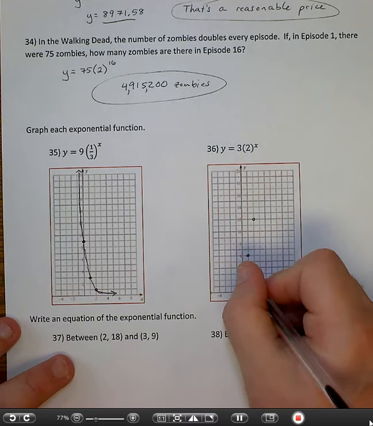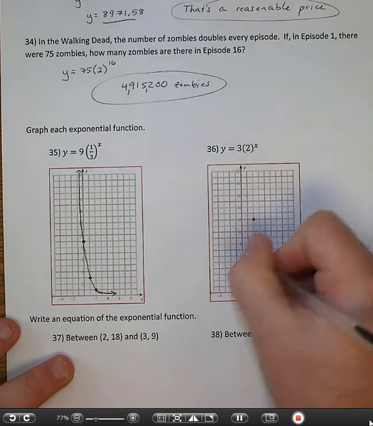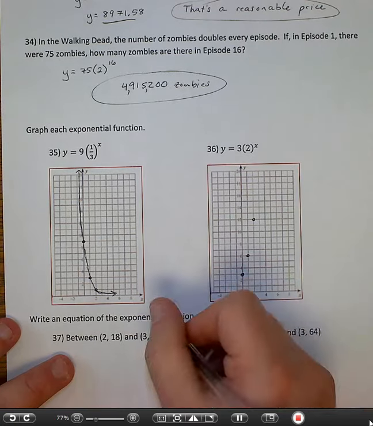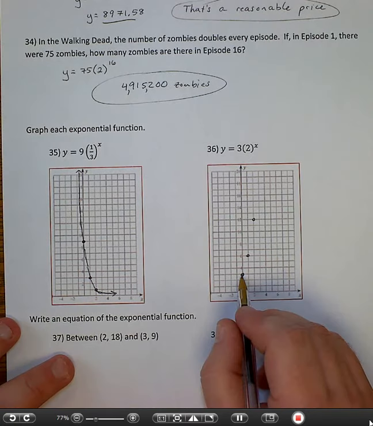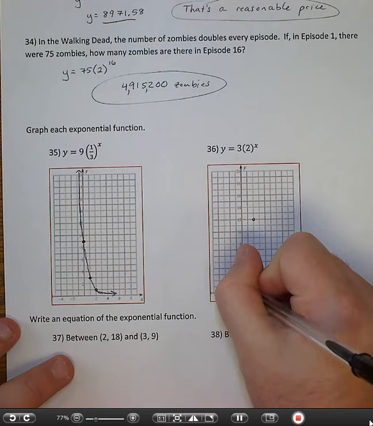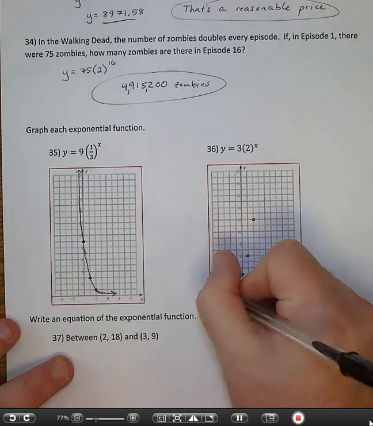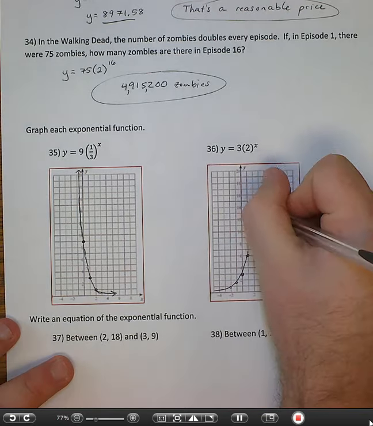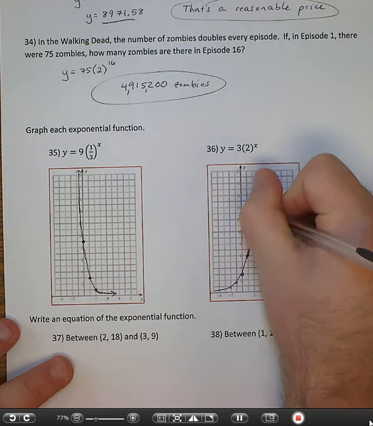Let's go the other way though. If this is doubling as I go to the right, as I go to the left, dividing by 2. So 3 divided by 2 is 1.5. 1.5 divided by 2 is 0.75. And there's my graph.